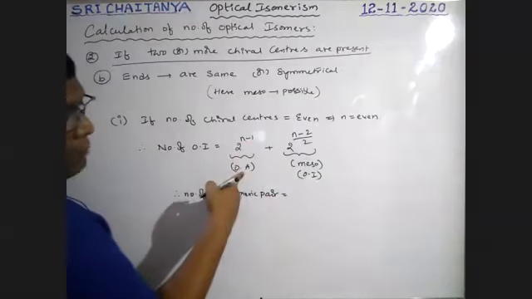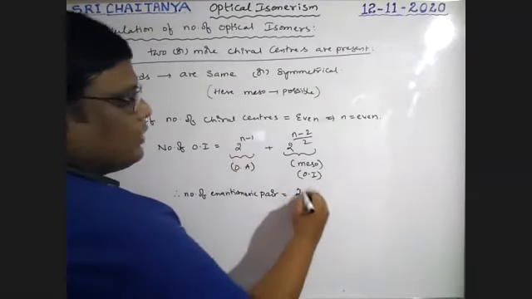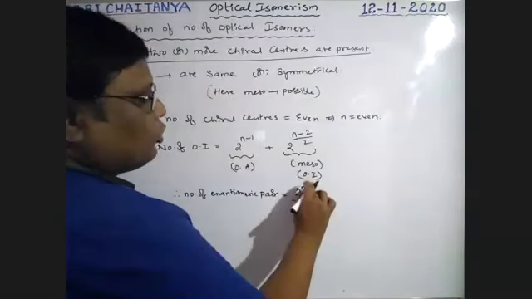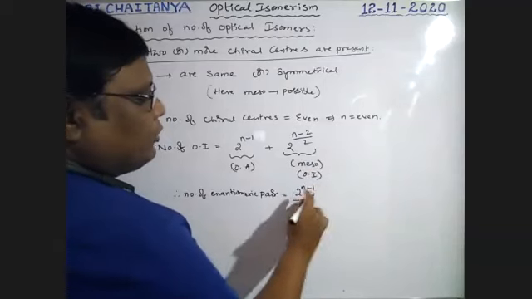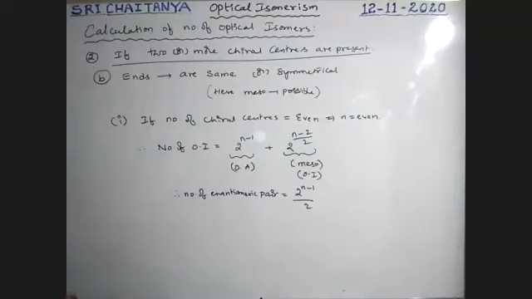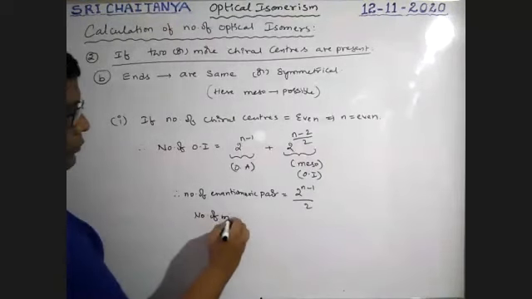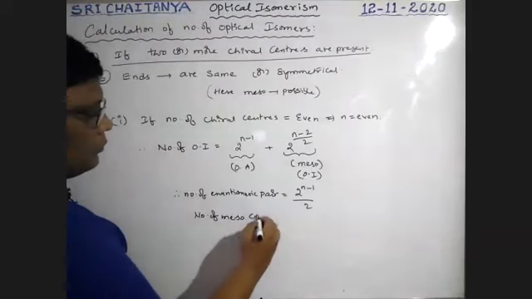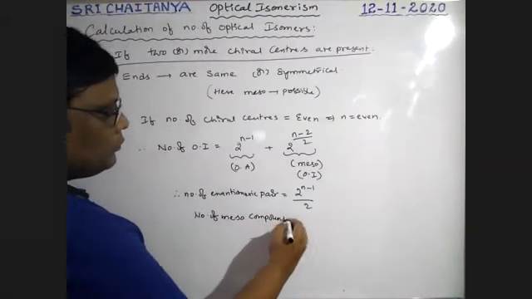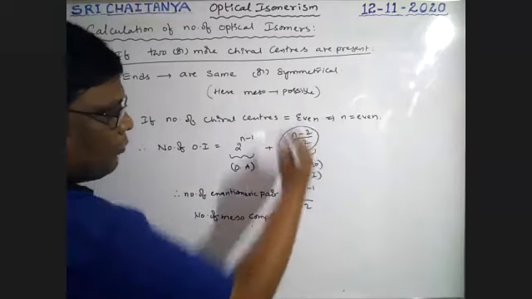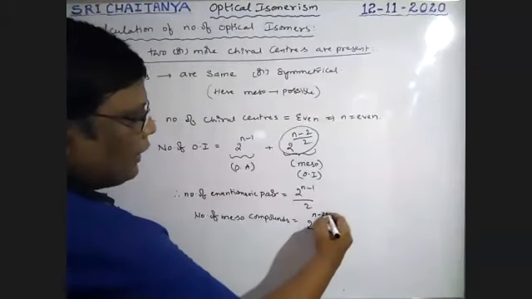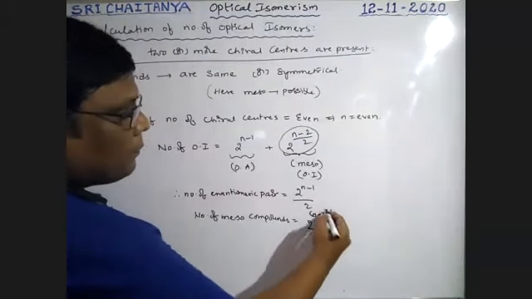is equal to, these are optically active. From this, we will get enantiomeric pairs. So 2 power n minus 1 by 2 is the number of enantiomeric pairs. Next, number of meso compounds. The number of meso compounds is 2 power n minus 2 by 2.